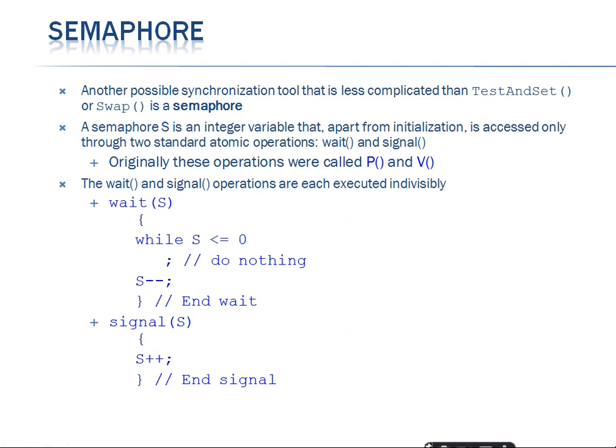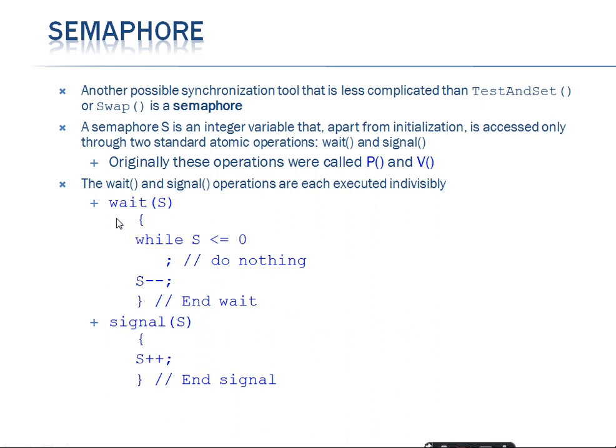So a semaphore is an integer variable. Other than initializing it, it can be accessed by two standard operations, that is wait and signal. Originally these operations were called P and V, function P and function V. But we will be calling them wait and signal operations only. Now how they are executed indivisibly, let us see.